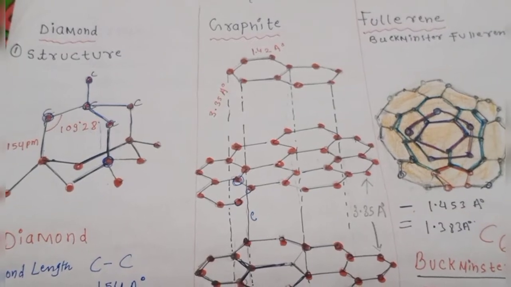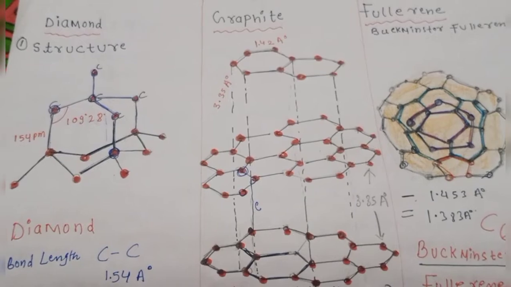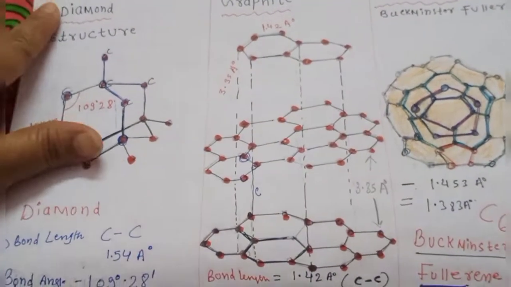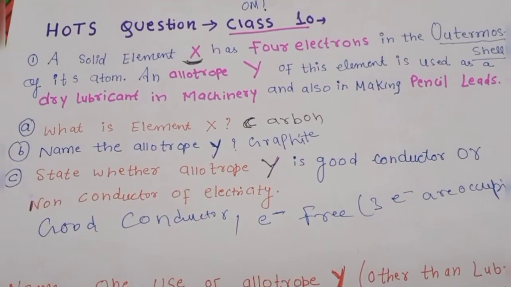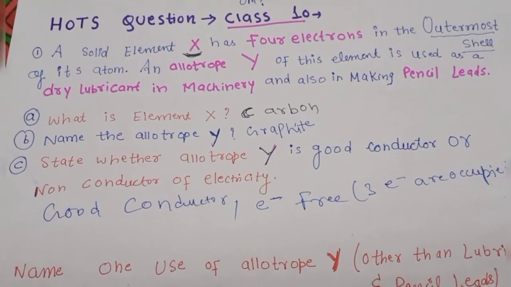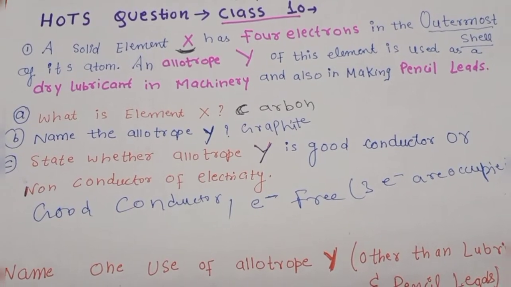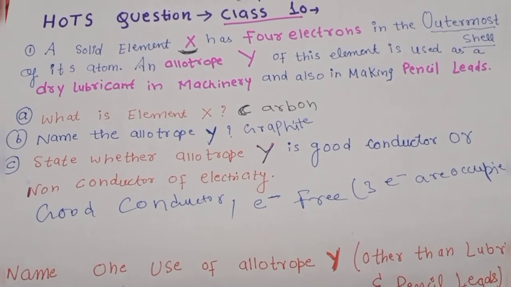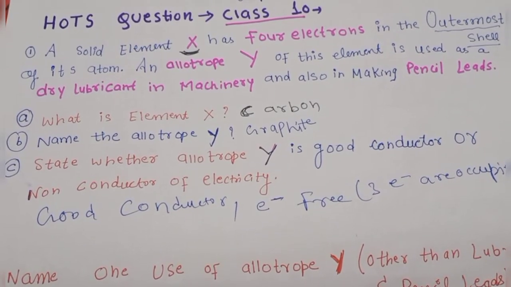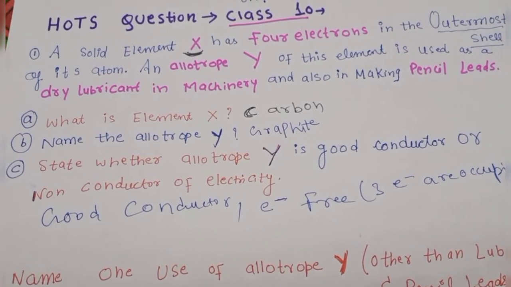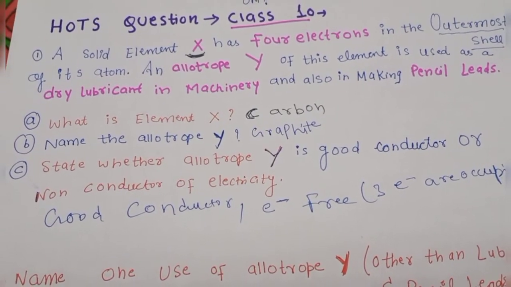Carbon has three main allotropes, that is diamond, graphite and fullerene. Sometimes questions like this are asked in class 10th CBSE as well as your state boards. If the question is given: a solid element X has 4 electrons in the outermost shell of its atom. An allotrope Y of this element is used as a dry lubricant in machinery and also in making pencil leads. So first, what is the element X?